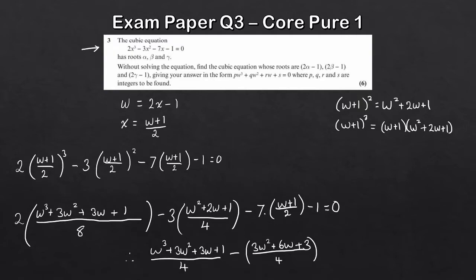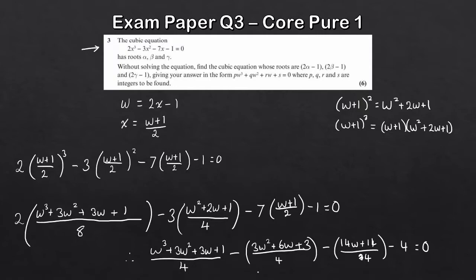This here, so this would be 7w plus 7 over 2, and I'm going to times top and bottom by 2. So again, minus on the outside, this would be 14w plus 14 over 4 this time. And then just times this by 4 as well, that's minus 4. Okay, and that's all equal to 0.